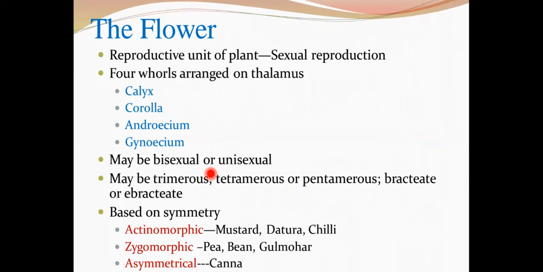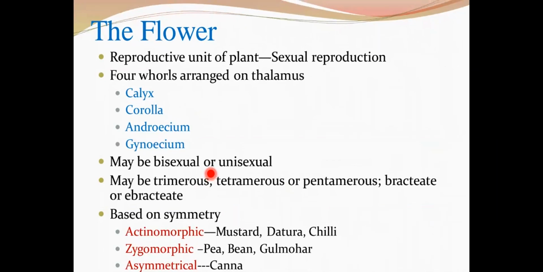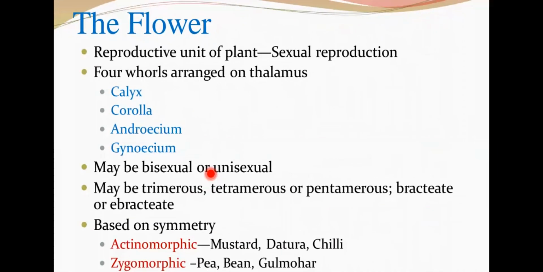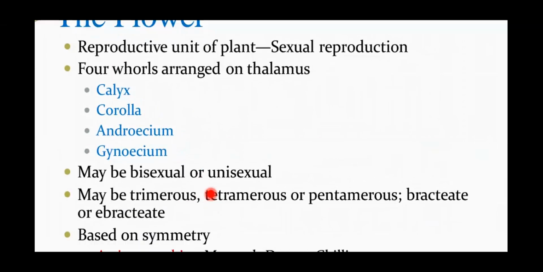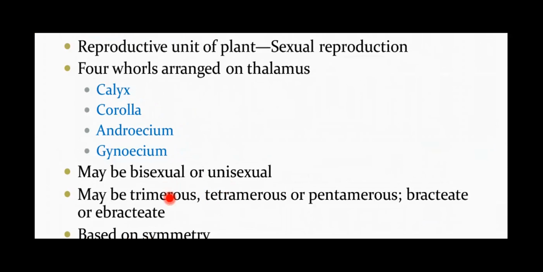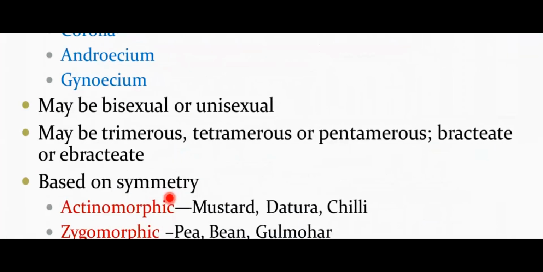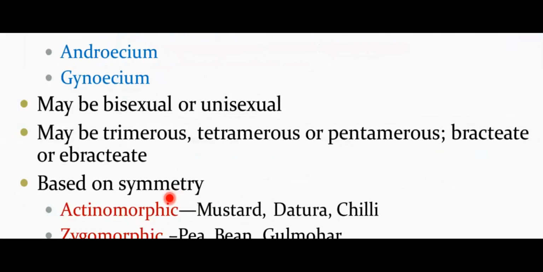A typical flower has generally four whorls which are arranged on the thalamus. Okay, and these four whorls are nothing but calyx, corolla, androecium, and gynoecium. Okay, and a flower can be bisexual or unisexual. A flower can be unisexual when it has either stamens or carpels. Okay, when it has both, it is considered as bisexual. Similarly, a flower can be trimerous, tetramerous, pentamerous, bracteate, or ebracteate.